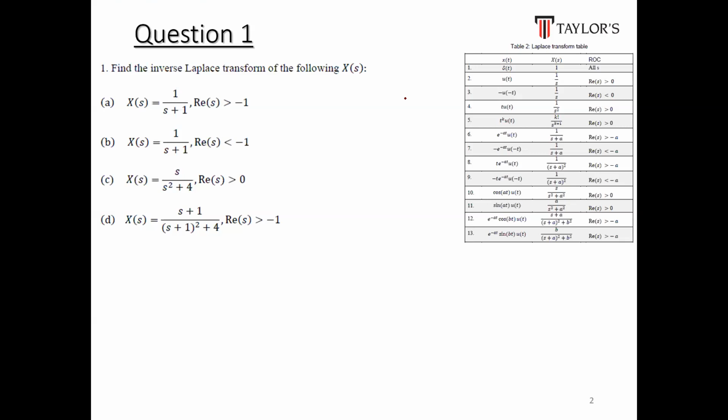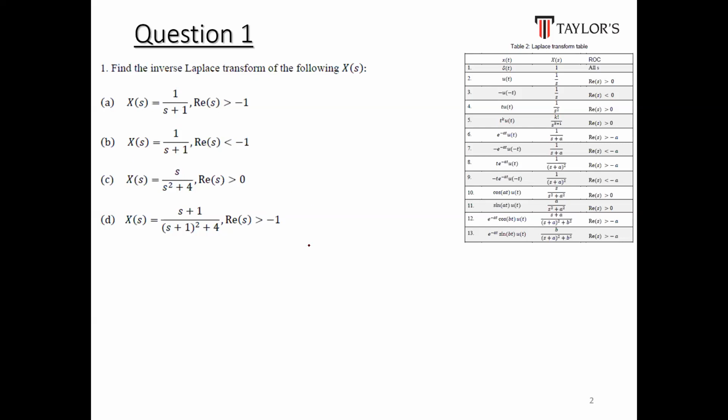Okay, maybe we should start now. The first question is quite straightforward. So while waiting for your other classmate, we can start doing one or two of the first question. Find the inverse Laplace transform of the following signals or systems. So you take a look at the questions.